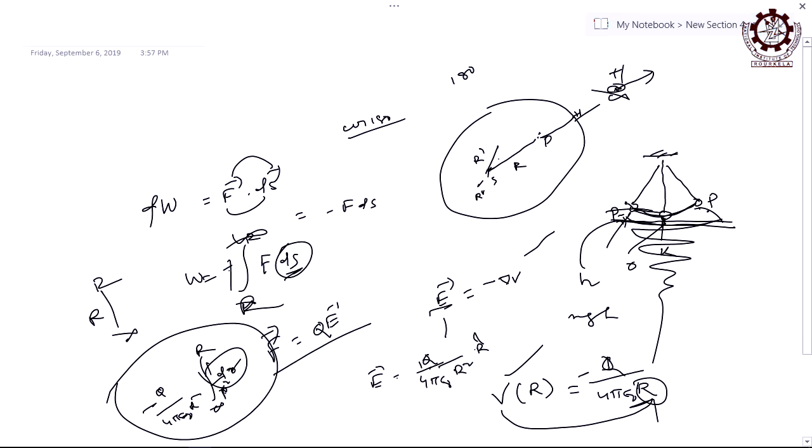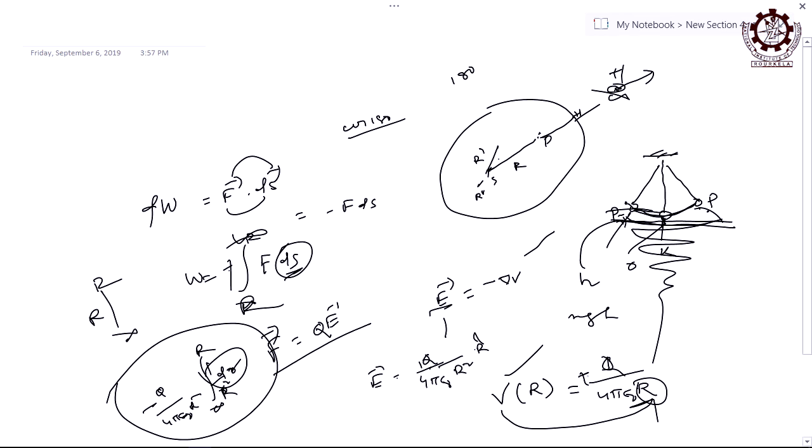Integration? Integration is for what? 1 by r square is there. So finally, what will you get, plus or minus? You correct it. That is why I left it with you, so that the confusion would come to your mind and you would understand.